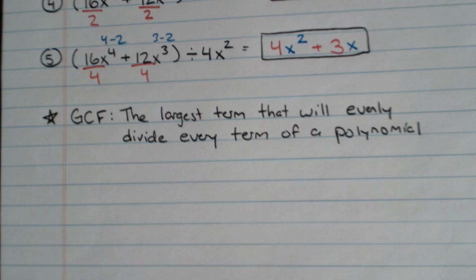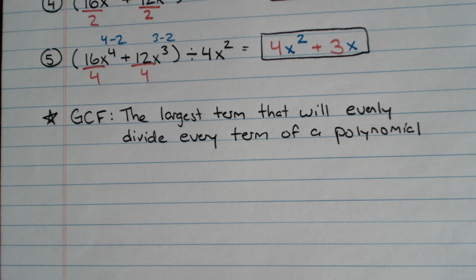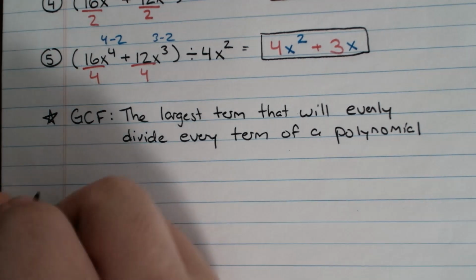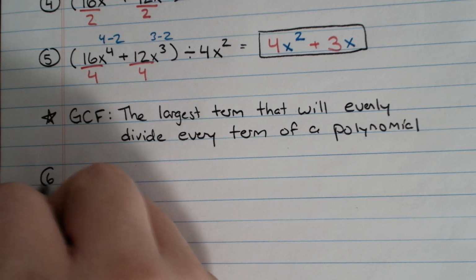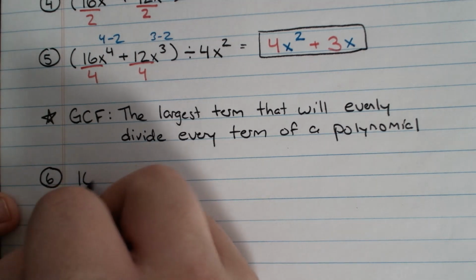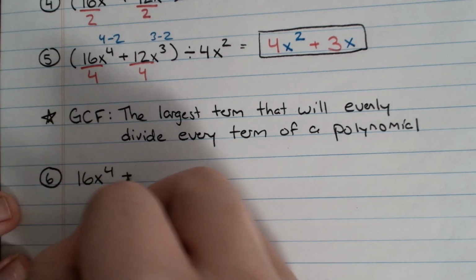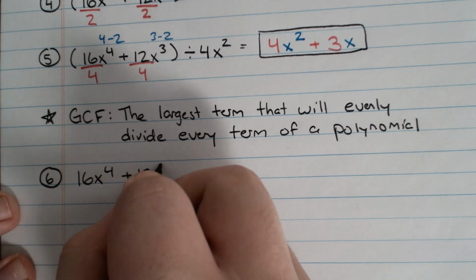So we already saw that 2x squared was not the largest thing because we could actually divide it by 4x squared. But 4x squared is not the largest term that I'll divide by either because we've got those x's. Let's get 16x to the 4th plus 12x cubed.